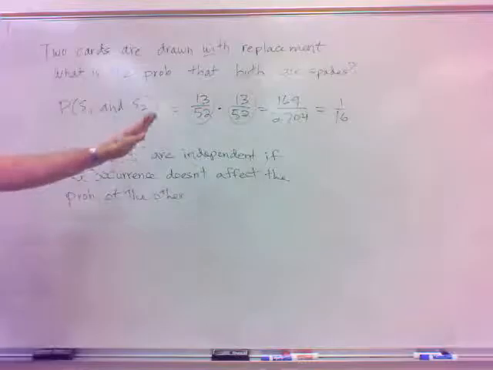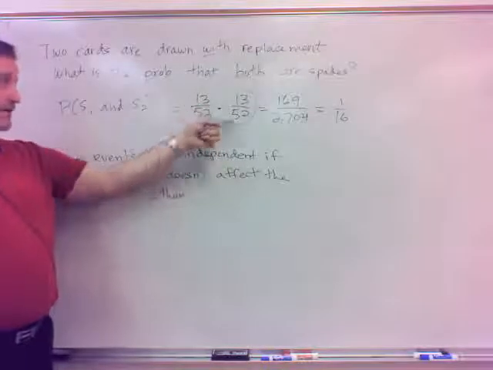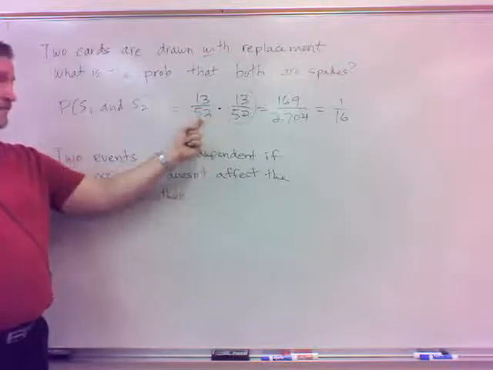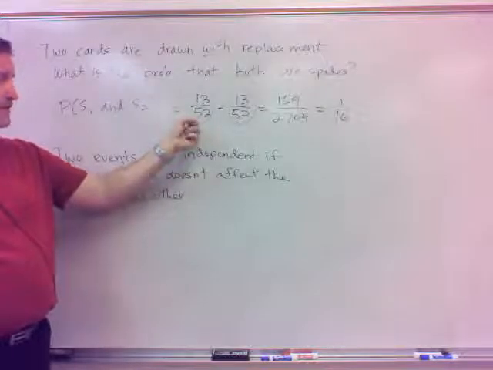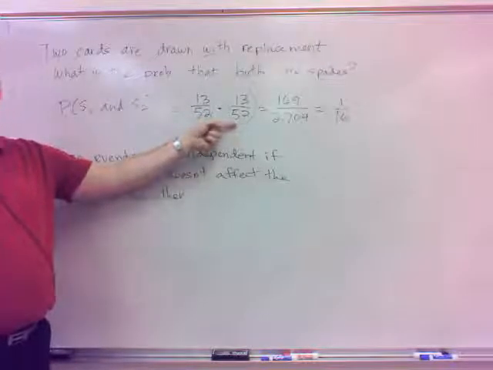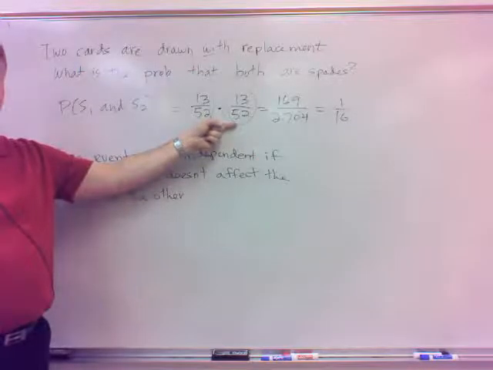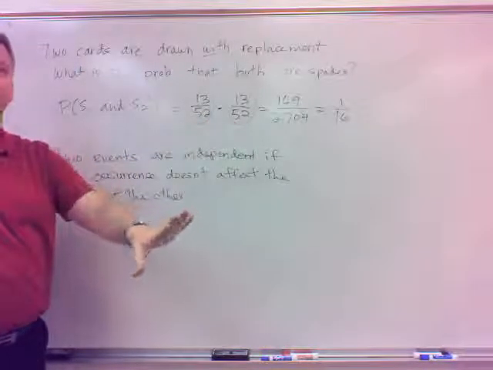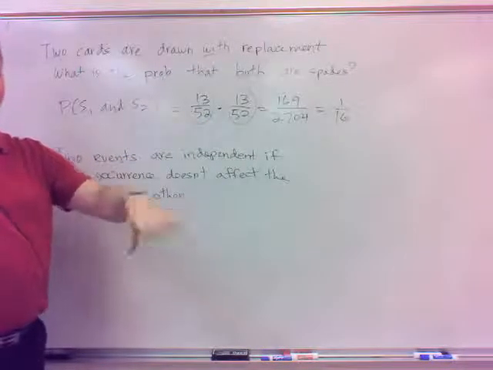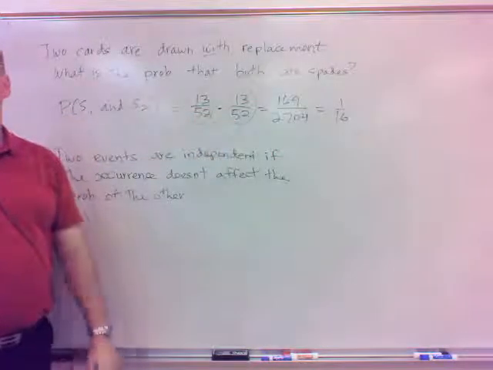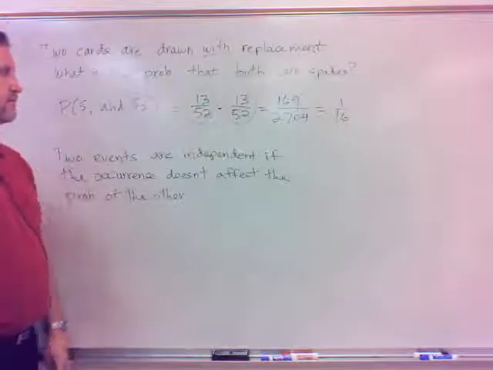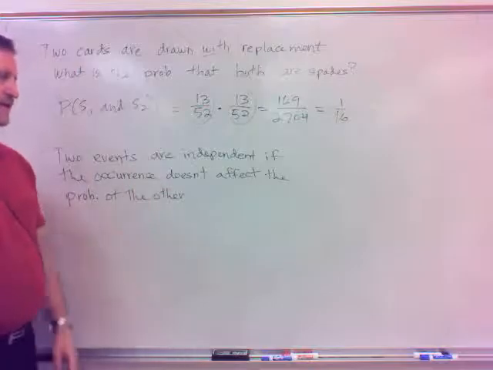Isn't that what happened here? I did draw a spade on the first, or I thought about it. If I think about drawing the spade on the first, that in no way affects the spade on the second, does it? It doesn't affect it because it's with replacement. Okay? So the occurrence of the spade on the first didn't affect the probability of the spade on the second. So that's what we're talking about, independent events.